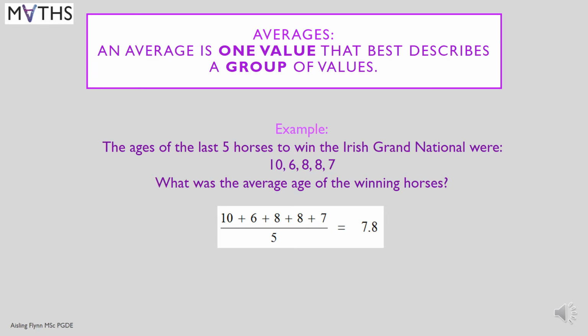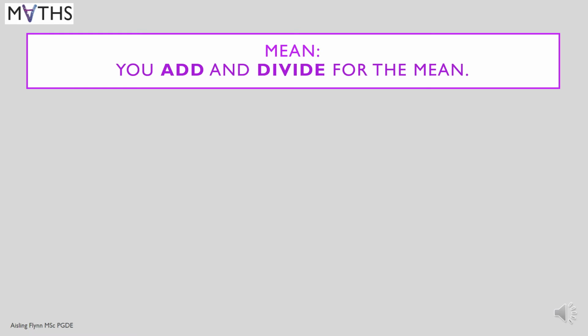So this is what we typically use every day as an average, but we're going to learn that this is just one type of average. There are other ways of finding a single number to describe the group. This type of average is commonly known and commonly used, but it's called in maths the mean. So for the mean, you add and divide.